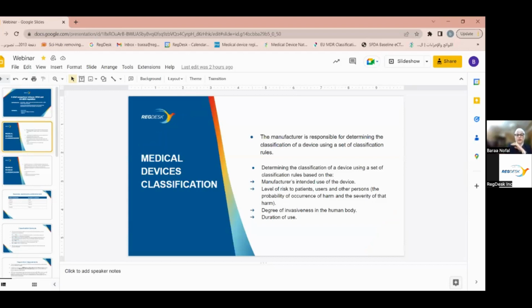And determining these rules will be based on four mandatory points: the manufacturer's intended use of the device, the level of risk to the patient, the degree of invasiveness in the body, and the duration of use. And on the other hand, maybe we will say it as the authority described it in the guidelines.